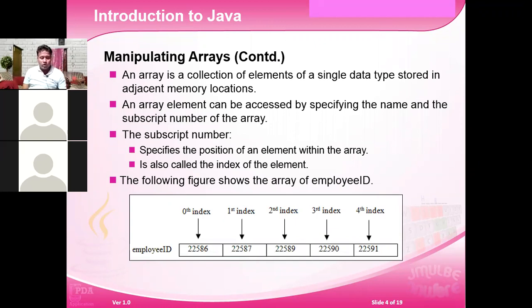When you store all the values in a single memory location, then for accessing the value you require an identifier. That identifier is called the index number, or the subscript number. Okay, by using an array, there is no need to define different memory allocations.